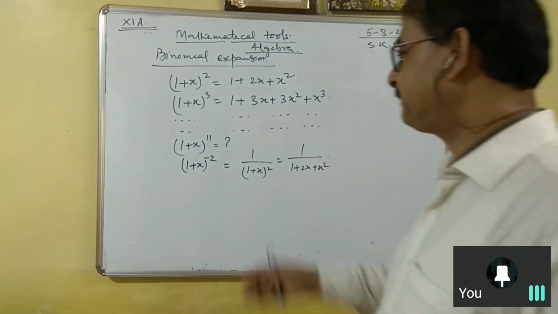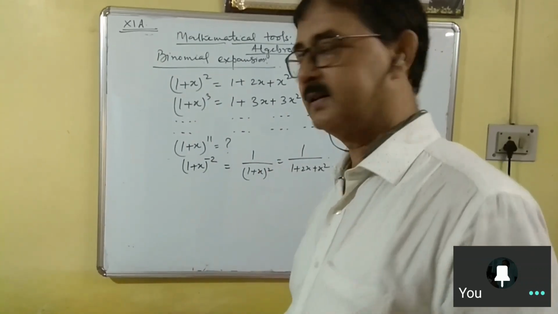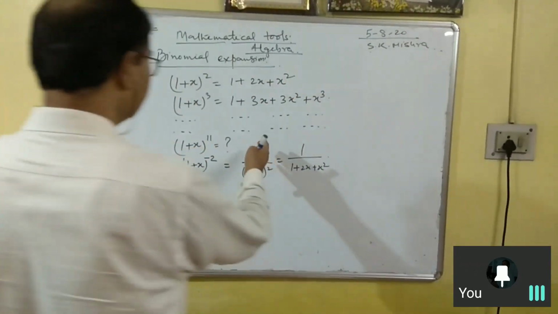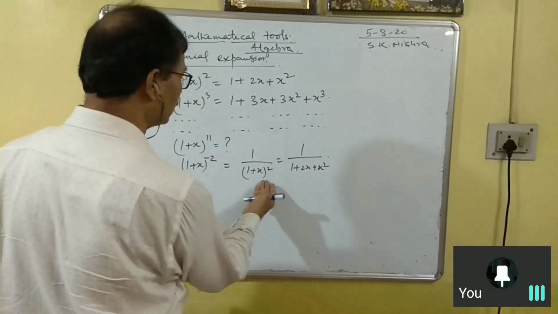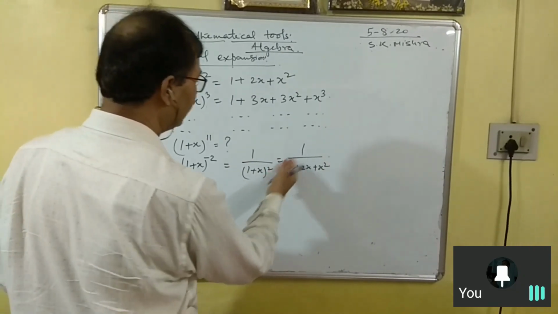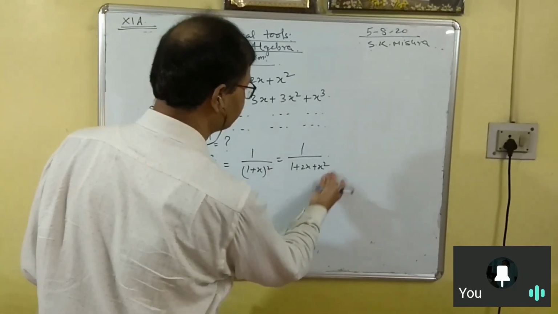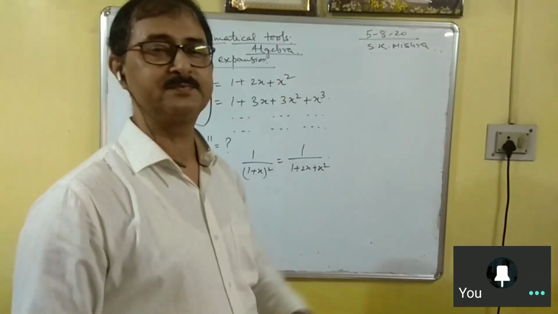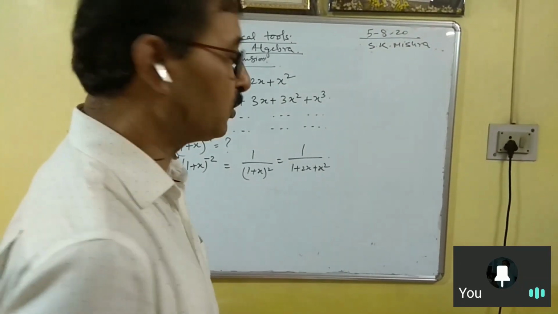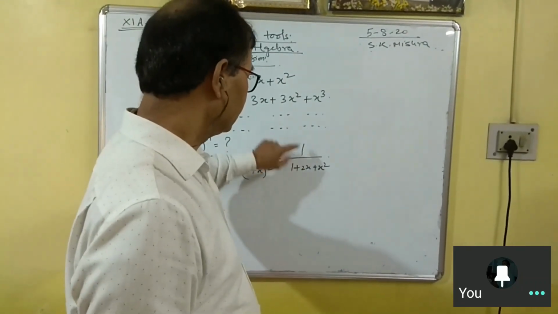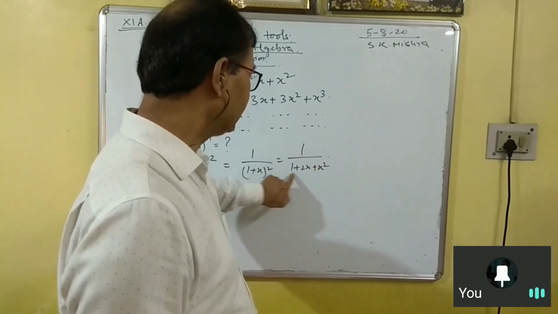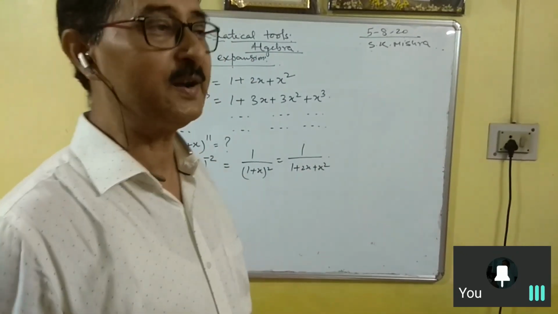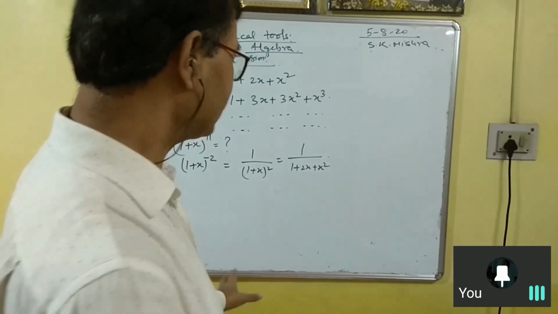But if the power is a negative integer, then it is 1 by (1 plus x) whole square. So you will write 1 by (1 plus 2x plus x square). Now the next term you can't write, or it will be difficult for you because you have to divide 1 by this term. So it is difficult for a general common student.